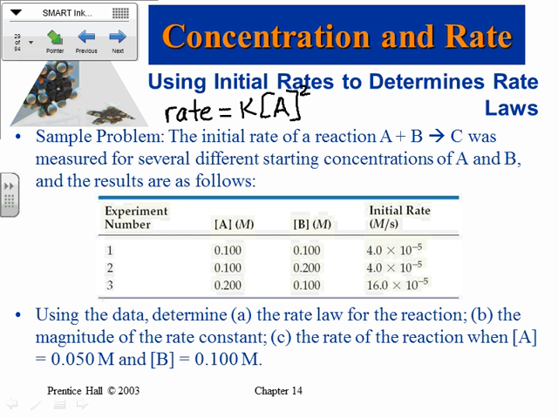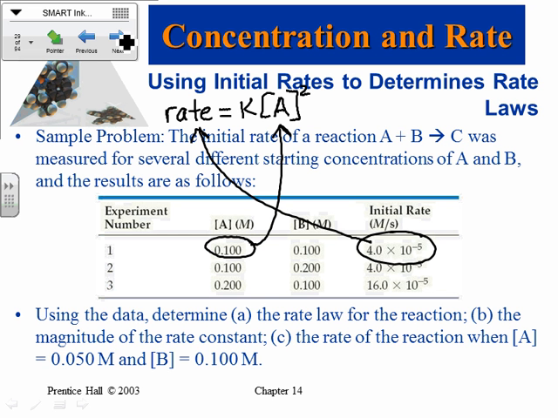And then it says find the magnitude of the rate constant. Now, how would we do that? Well, we have some data here, don't we? So just pick an experiment. It doesn't really matter which one you use. Let's say we use the first one: plug that in for our rate, then plug in our concentration for A, and then we can solve for k. So we could solve for the rate constant.